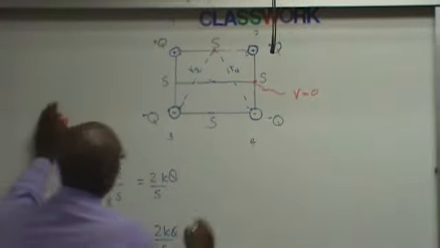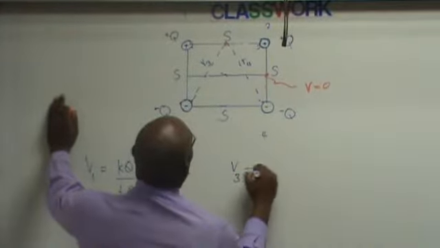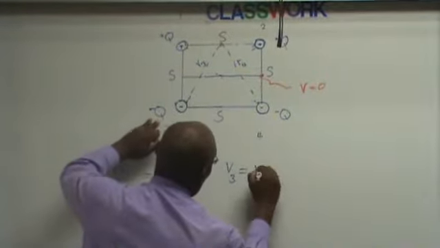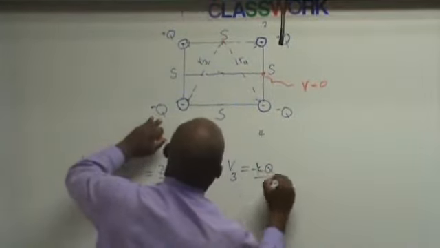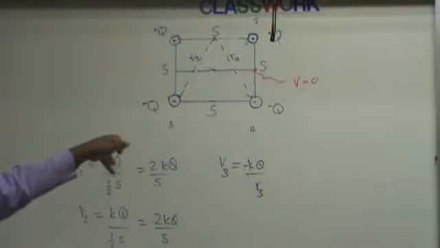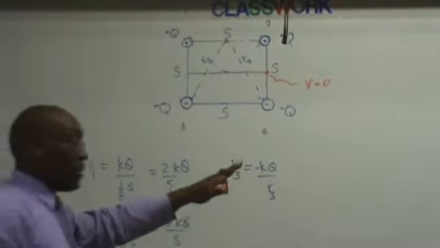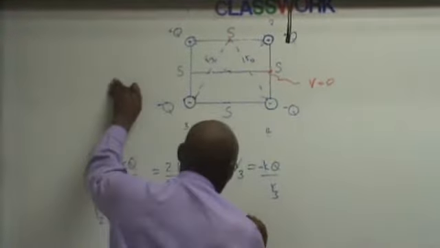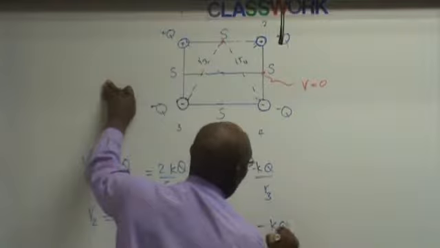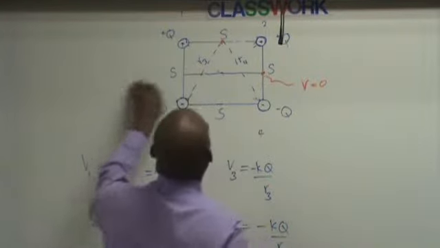So V3 is K, negative K, because now it's a negative charge. You cannot ignore the negative, over R3. So we need to figure out what that R3 is in terms of S, okay? I'm going to leave that for a little bit later. And V4 is equal to negative KQ over R4.